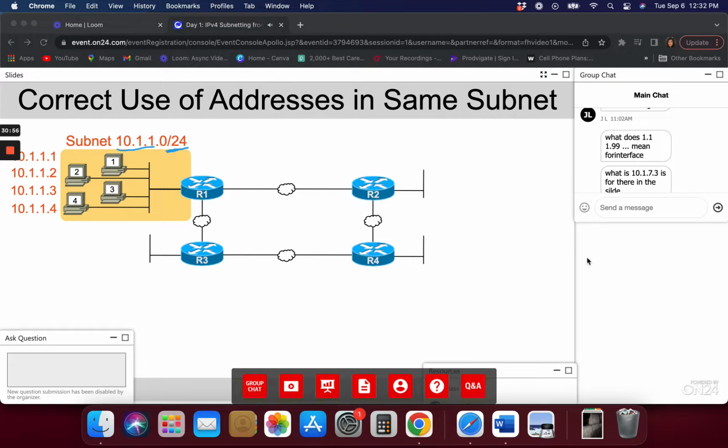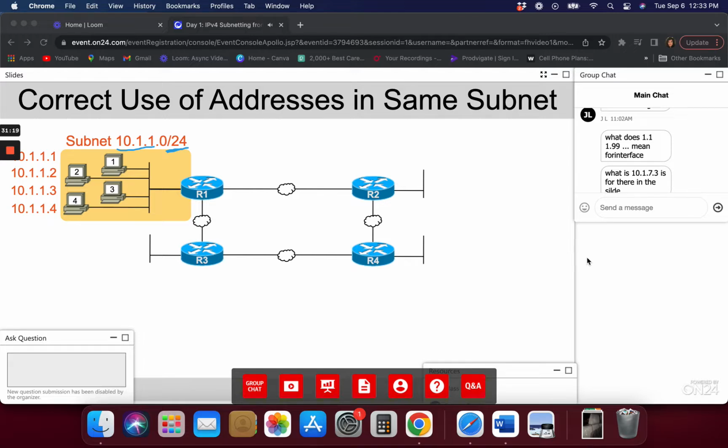So these 4 meet those rules, and they are not separated from each other by a router. Let me say it again. They are not separated from each other by a router. So that's the correct use of addresses in the same subnet. Addresses that are numerically in the same subnet should not be separated from each other by a router. All right?